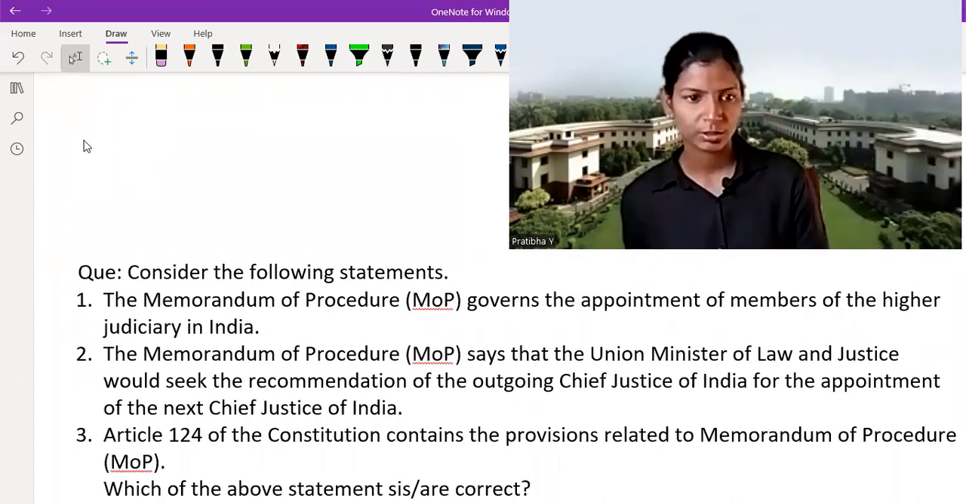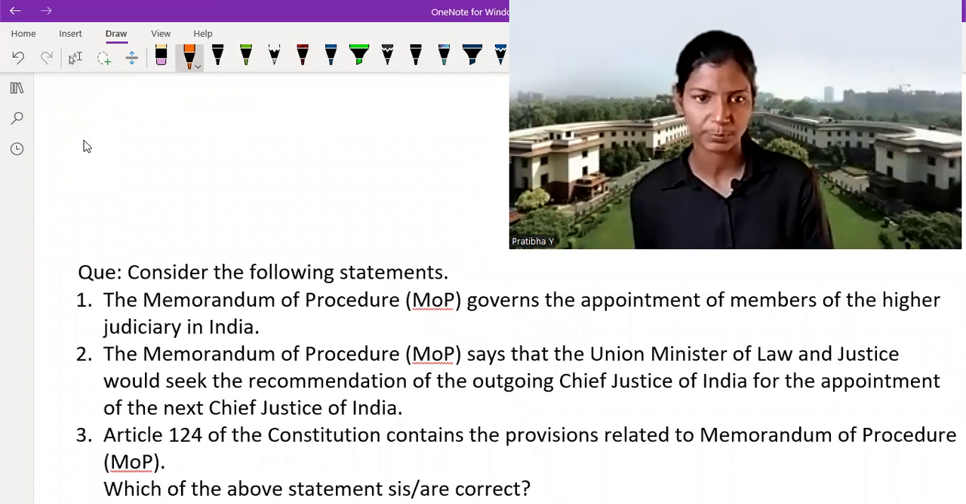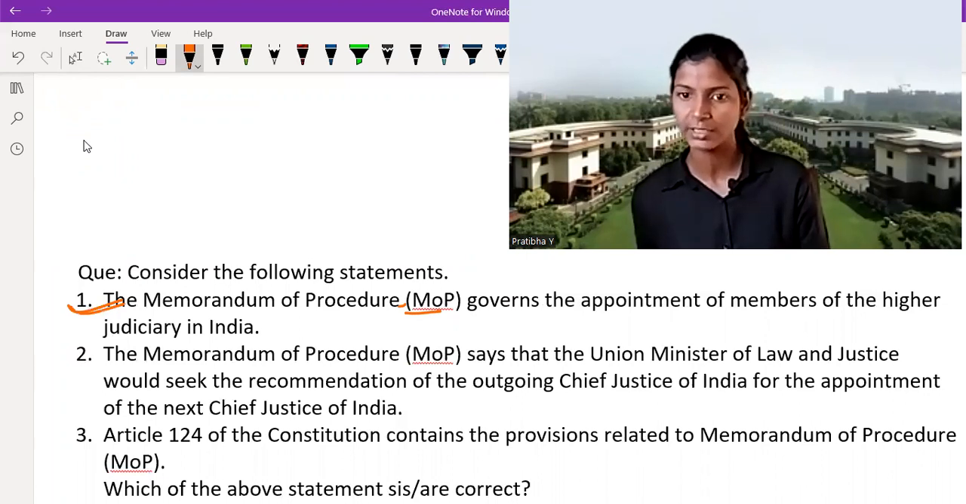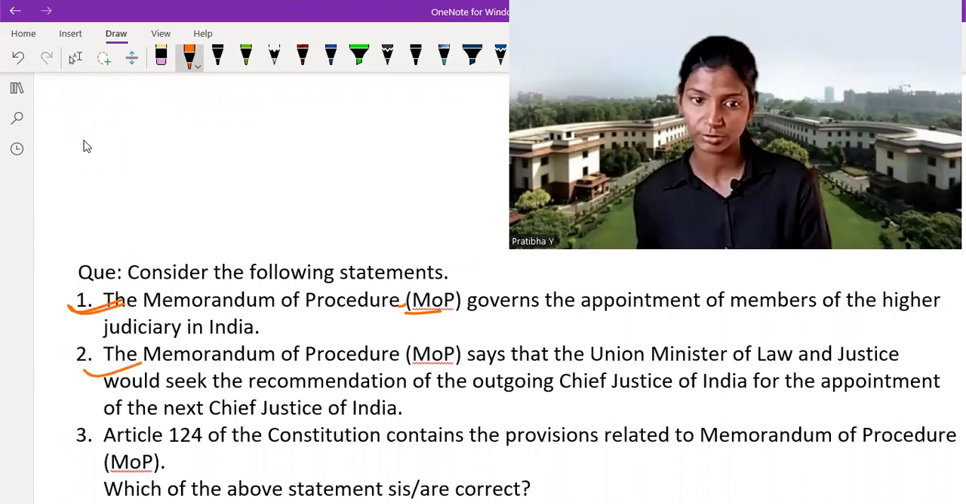So now we are going to solve one question based on MOP. Consider the following statements. The Memorandum of Procedure governs the appointment of members of the higher judiciary in India. Yes. The Memorandum of Procedure says that the Union Minister of Law and Justice would seek the recommendation of the outgoing CJI for the appointment of the next CJI of India. Yes.